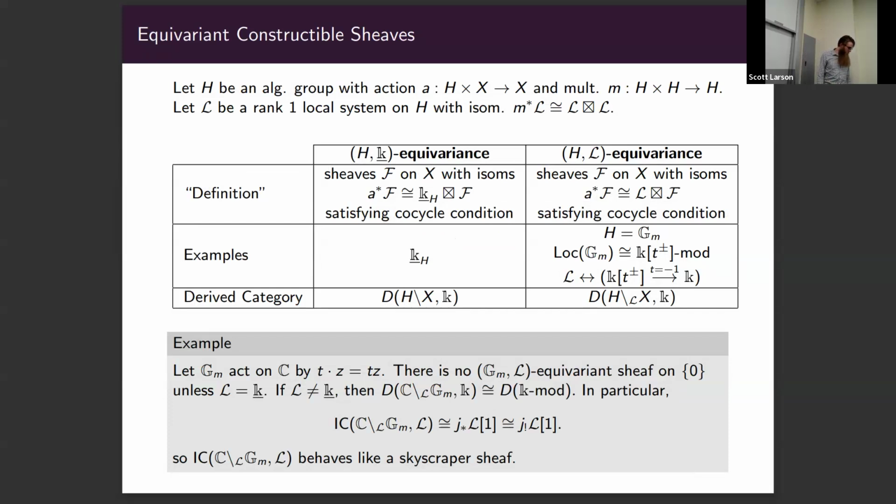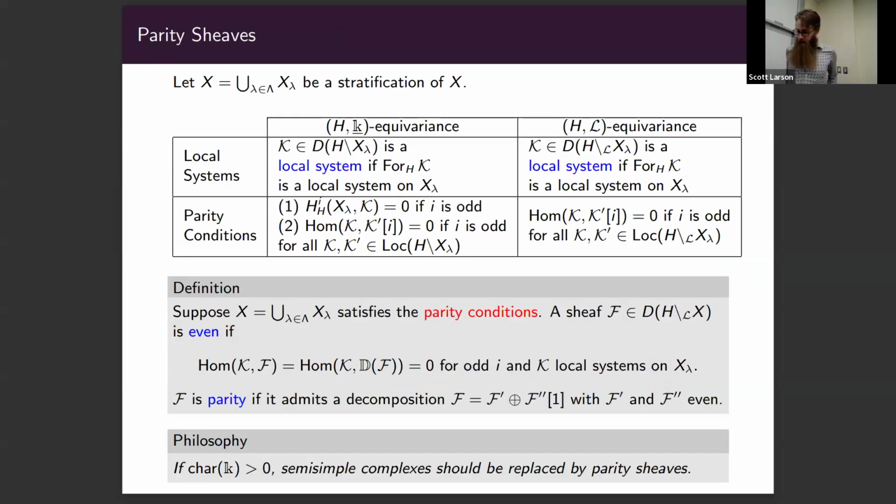Okay, so what I want to do now is explain how you then take these equivariant sheaves with respect to some local system and upgrade this to some theory of parity sheaves. So I'll say maybe a bit about parity sheaves. Parity sheaves have appeared as a positive characteristic version of semisimple complexes, and they are really combinatorially controlled. They have nice cohomology.